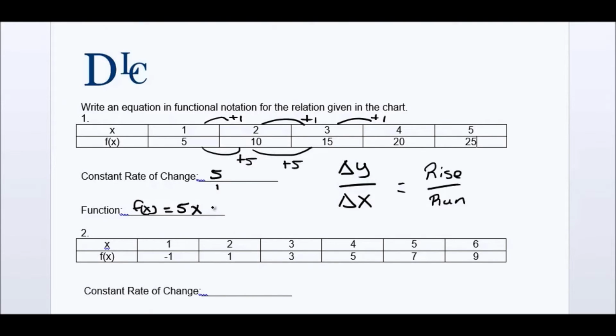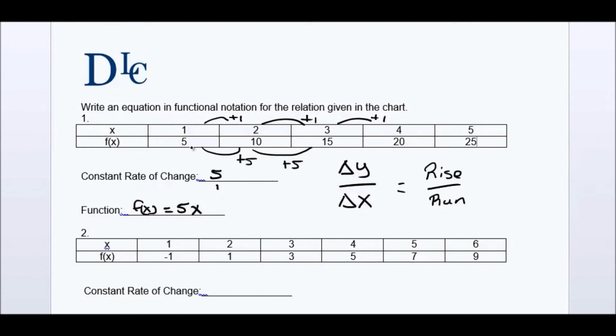And then if you need to add a number here, we could do that. But if we look at our pattern, if we look at our table, we don't have to. If you plug in the first x into this function, then we get 5. We get our first y. So we're done. Our function is f of x is equal to 5x.